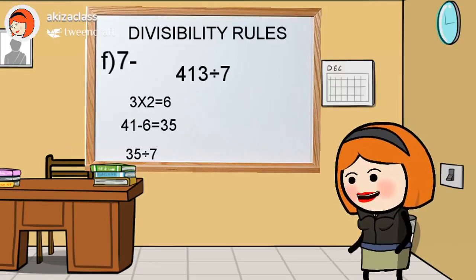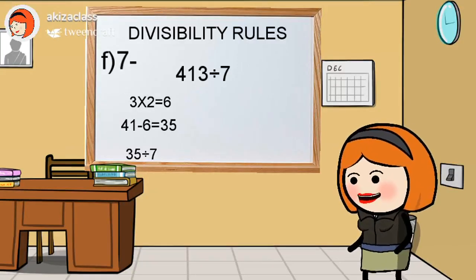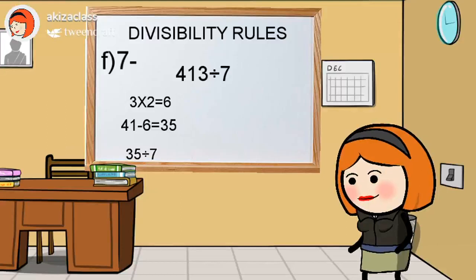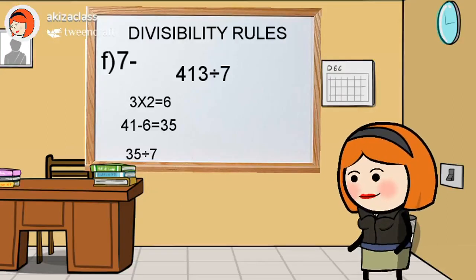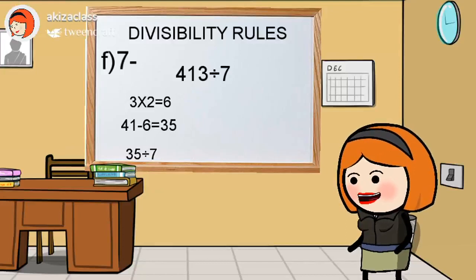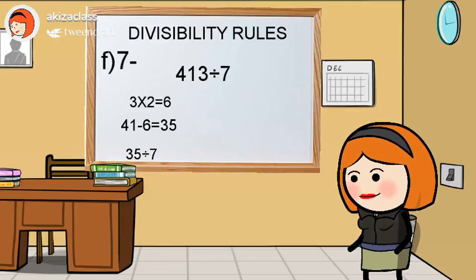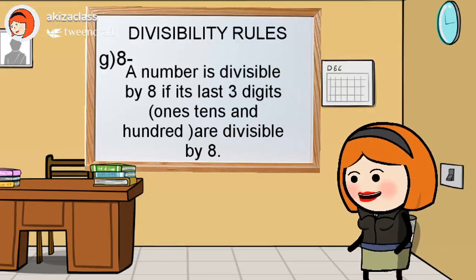Coming to an example, is 413 divisible by 7 or not? So first of all we will check the last digit. Last digit is 3. We are going to multiply 3 with 2. So 3 2s is 6. Now we will subtract this 6 from the remaining number, that is 41, and we will get the answer 35. And we know 35 is exactly divisible by 7, due to which the whole number 413 is also divisible by 7.